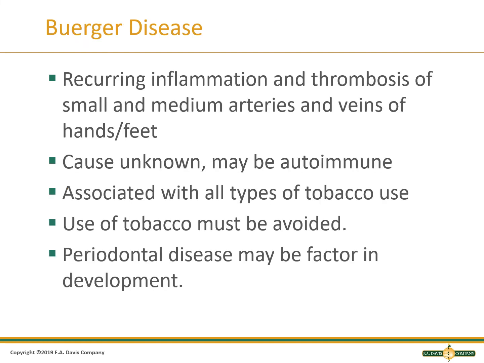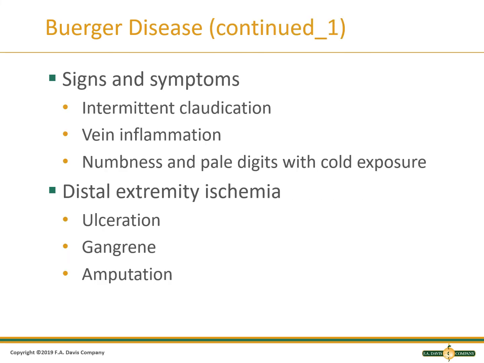Thromboangiitis obliterans, or Buerger disease, is a rare recurring inflammation and thrombosis of small and medium arteries and veins in the limbs. The cause is unknown, but it may be autoimmune. It is associated with all types of tobacco use, so to stop its progression, all tobacco use must be avoided. Periodontal disease may be a factor in the development of the disease.